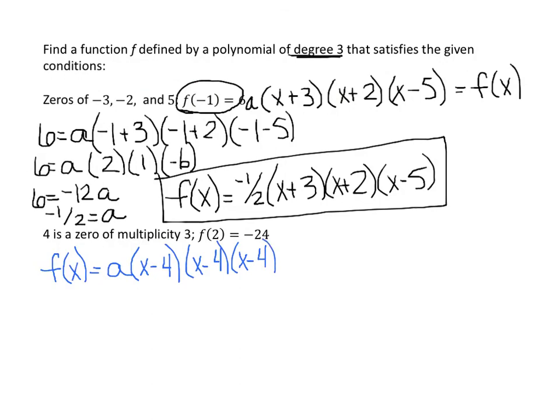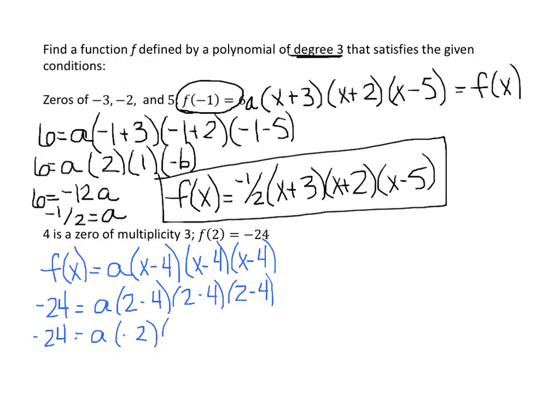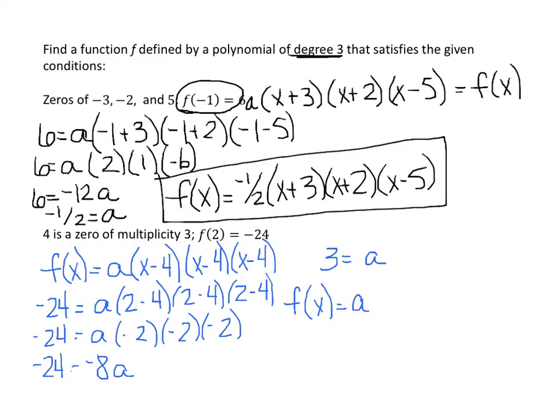And it tells us f of 2 is -24. So I put -24 in place of f of x, and I put 2 in the place of x. So this would be -8a. And since I don't have room, I'll come up to the side here. I get 3 is equal to a. So f of x is equal to a times x minus 4 cubed.